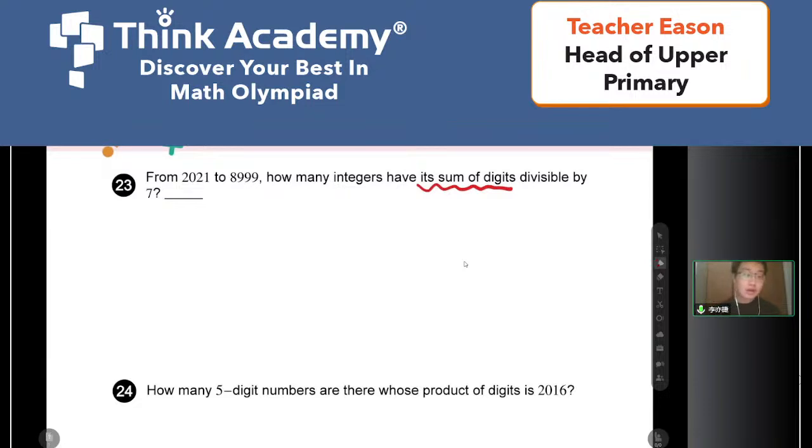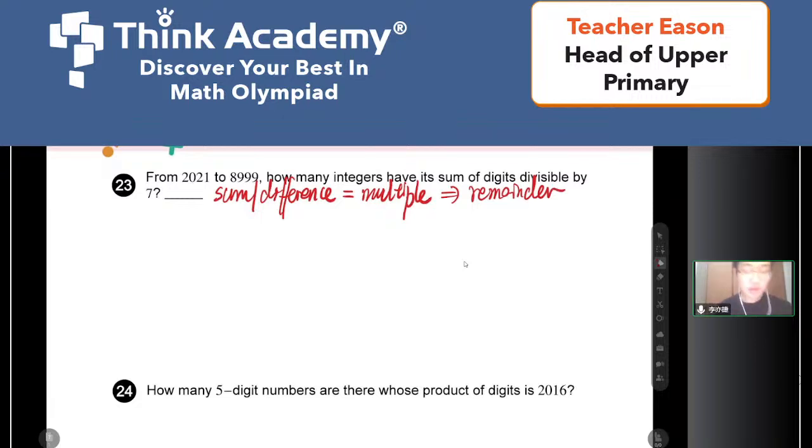So it's quite different. As we mentioned last week, as long as we see the sum or difference of a certain number equal to something's multiple, we are always referring to the remainder problem. So if you want to make the sum of 4 numbers a multiple of 7, then we just want to make sure the sum of the remainders is 0 or 7 or something like that. So we can use the remainder to help us think of it. But for this question, there is a certain skill to help us solve it.